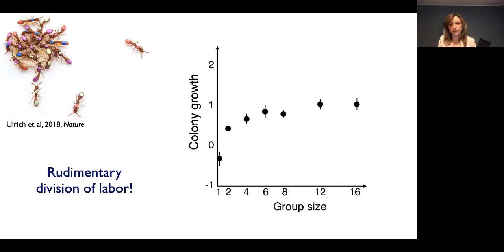And he's going to do more nursing than I'm going to do. And so our relative ranking with respect to each other starts to become conserved. So that's why we called it a rudimentary division of labor.